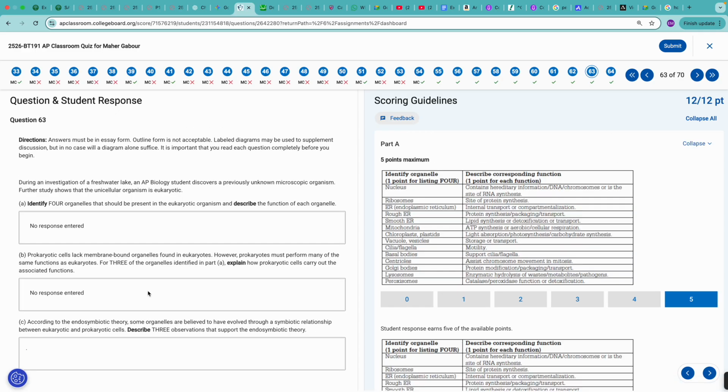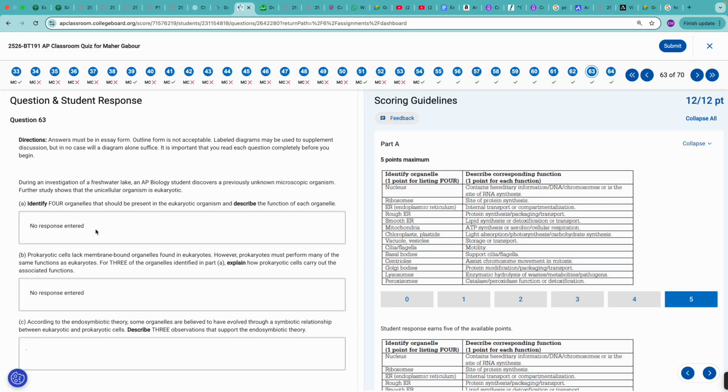So number 63. Identify four organelles that should be present in the eukaryotic organism and describe the function of each organelle. During an investigation of a freshwater lake, an AP biology student discovers a previously unknown microscopic organism. Further study, okay, it's a unicellular organism and it's eukaryotic, so you can identify four organelles very easily. You know all the organelles: nucleus, ribosome, endoplasmic reticulum, rough endoplasmic reticulum, smooth endoplasmic reticulum, mitochondria, chloroplast, vacuole, whatever. Choose four and explain them.